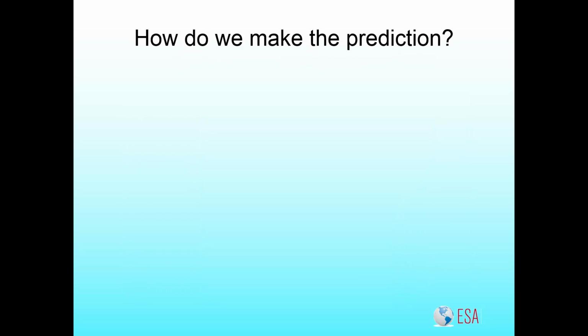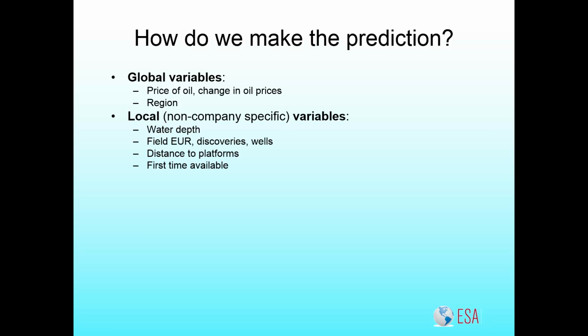So how do we make this prediction? Well, we look at a whole lot of variables, and that's one of the difficulties in this is gathering up all the data. And so some of our variables are global. That would include the price of oil, and the change in oil prices, how if it's going up or down, and the region. There's other local variables that are not specific to any particular company. And that would be things like the water depth, the EUR of the fields nearby, or the discoveries, how many wells there are, how far are you away from a platform, and is this block a first time available?